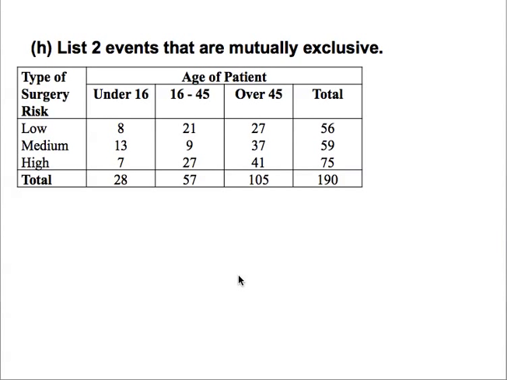And if we look at the same question, list two events that are mutually exclusive. One would be the patient cannot have a low-risk surgery and a medium-risk surgery at the same time. It's either low risk or medium risk. Okay. Similarly, the patient cannot have a low risk and a high risk surgery at the same time. All right. The patient cannot be under 16 and over 45 at the same time. Okay. So there are quite a number of mutually exclusive events that we can find from that table.